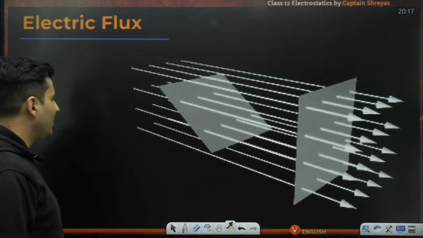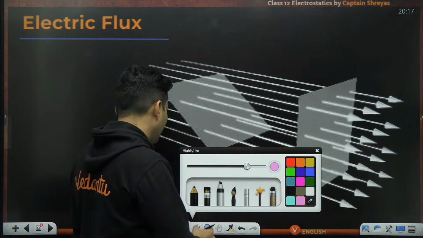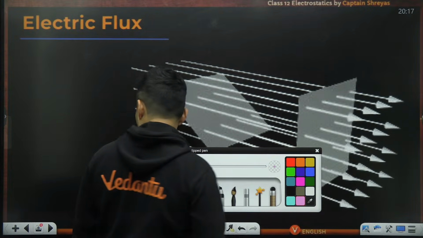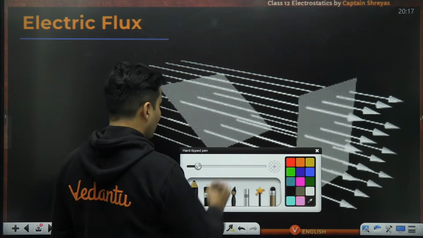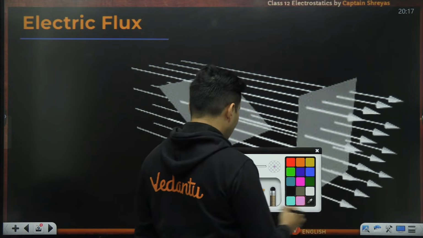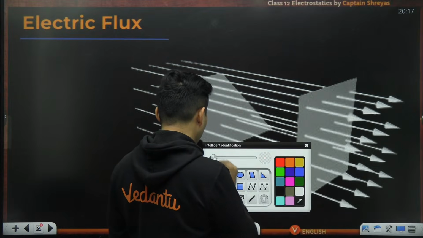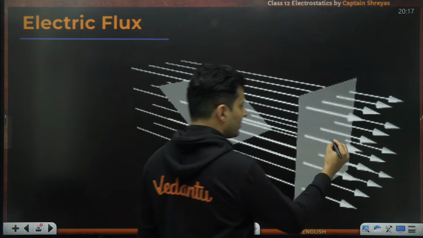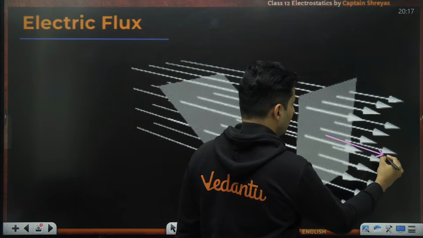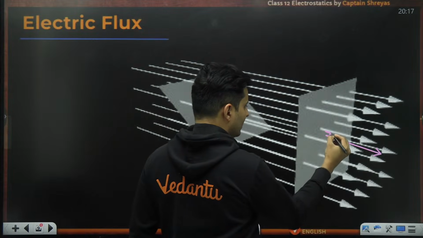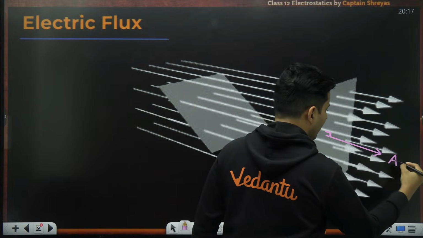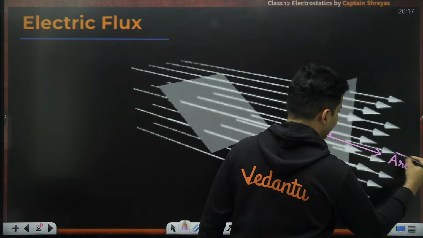So it definitely depends on the orientation. So we now define a new thing called the area vector. Observe this. An area vector is a vector which is perpendicular to the surface. Right now, this is perpendicular, as you can see, to the surface, imaginary or real. So that is my area vector.